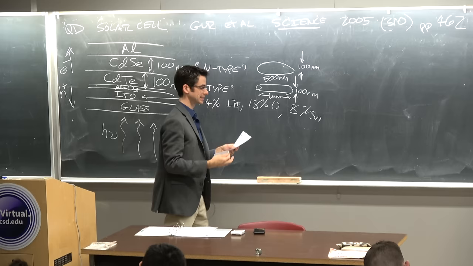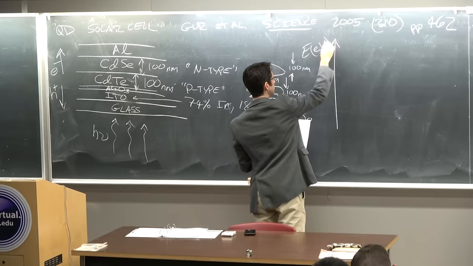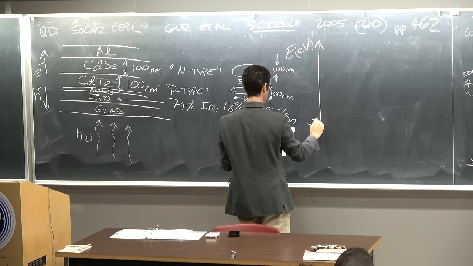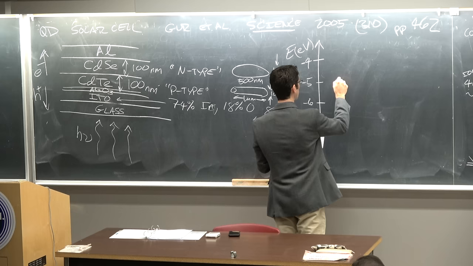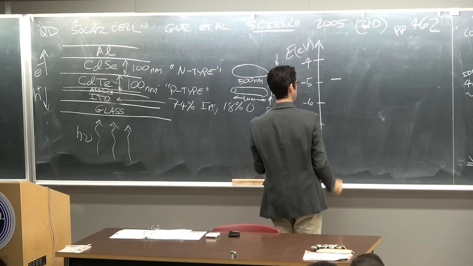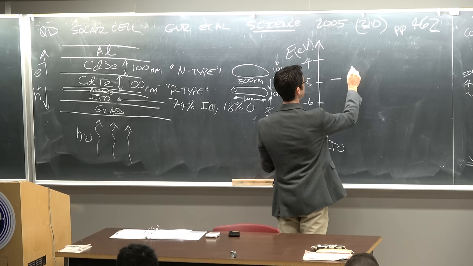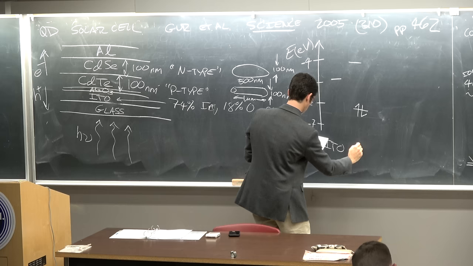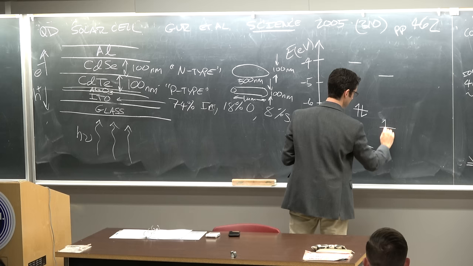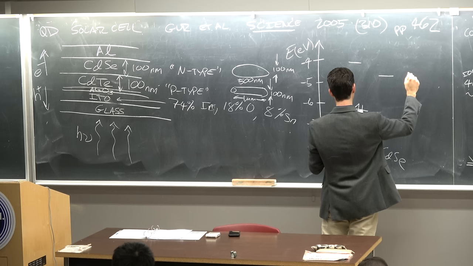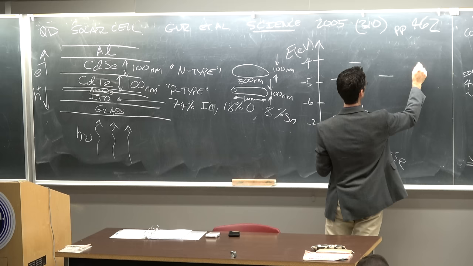Now, if you look at the energies in electron volts, what we usually have is the work function of the ITO. Then we draw the band edges of the n and p type materials. So this is the cadmium telluride nanoparticles here, and then somewhere around here we have the cadmium selenide. And then we have the work function of the aluminum, which is somewhere around here.